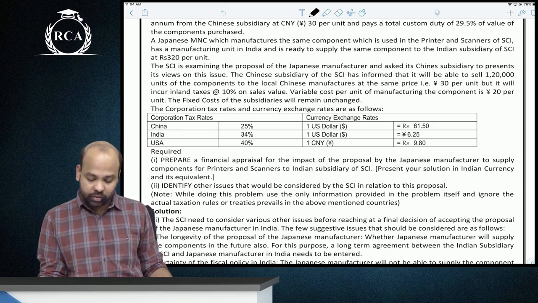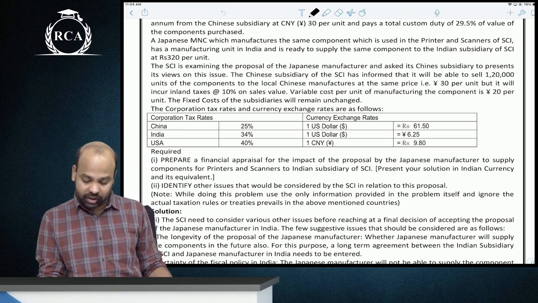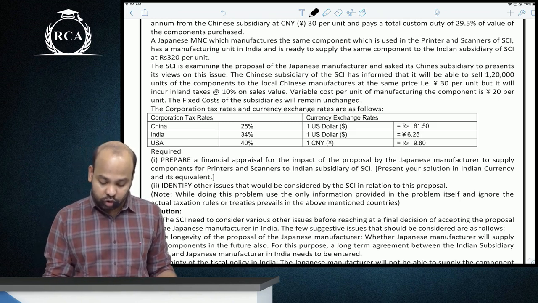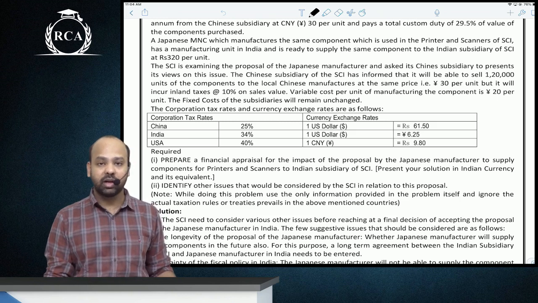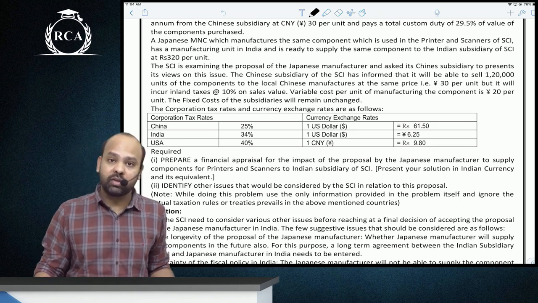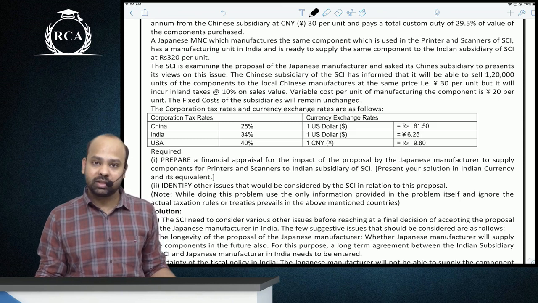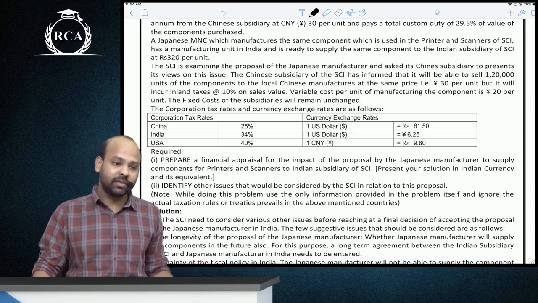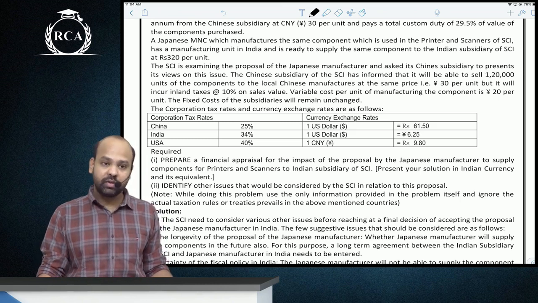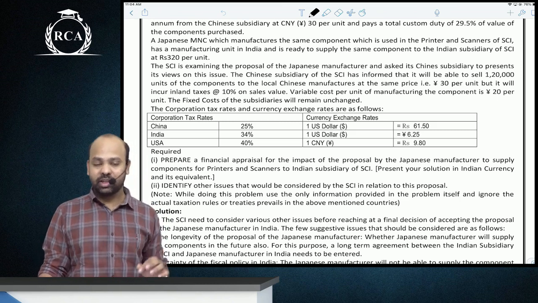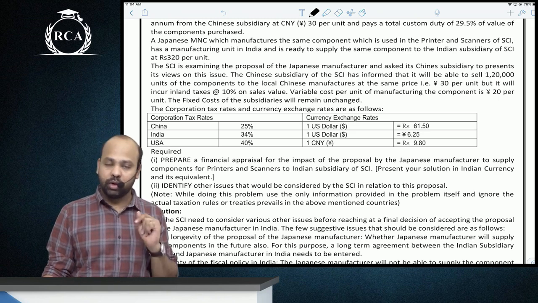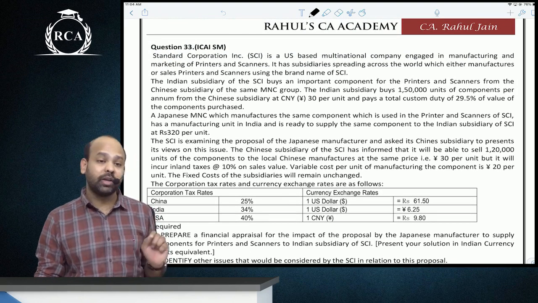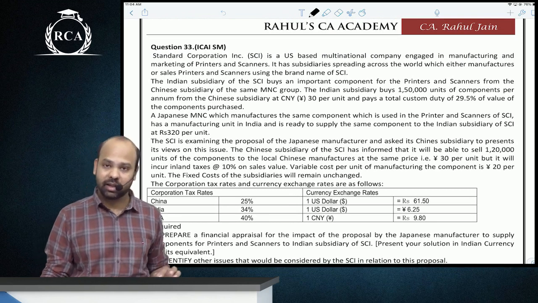Note, while doing this problem, use only the information provided in the problem itself and ignore the actual taxation rules or treaties that prevail in the above mentioned countries. So they're asking us not to consider the double taxation avoidance agreements as such. Even if you have knowledge of international tax, you should keep the knowledge to yourself. You use only the information specified in the question and nothing else. Whatever you do will be solely on the basis of information given in the question, and not based on your personal knowledge of any other aspect.